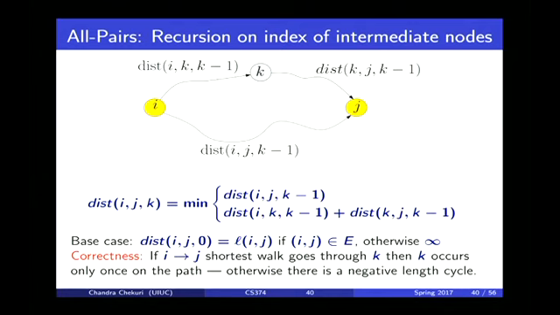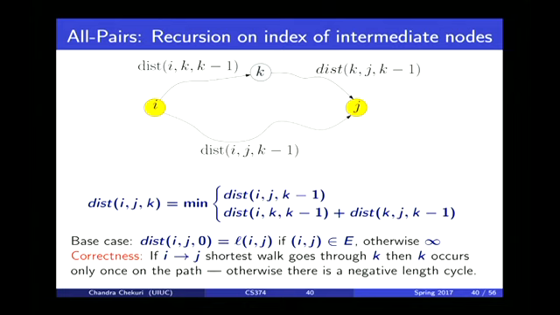You can write a very simple recurrence for Dijk. What is Dijk? Remember, I'm allowed to use 1 to k in that path. Dijk is either Dij(k minus 1), because maybe I don't need k, so it's enough to use 1 to k minus 1, or, if I need to use k, then it is Dik(k minus 1) plus Dkj(k minus 1).